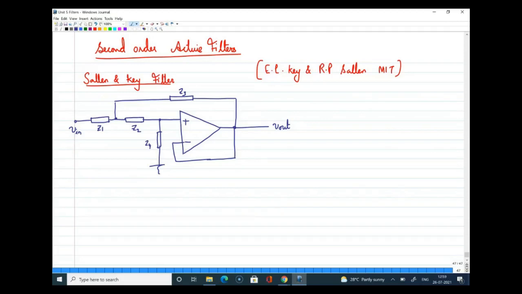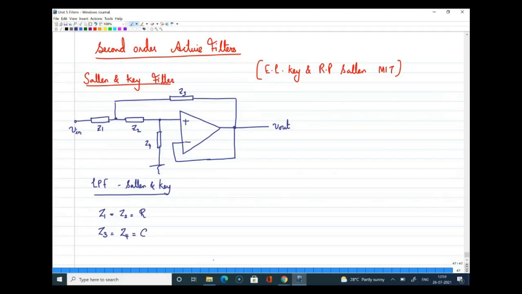So this is your general structure. We normally configure it in a unity gain mode with these four impedances, one, Z3, on the feedback and the others of this form. Now, if I want to realize a low pass filter, I'll call it a Sallen and Key low pass filter. We can substitute Z1 and Z2 with resistances, and for Z3 and Z4 we put capacitors.